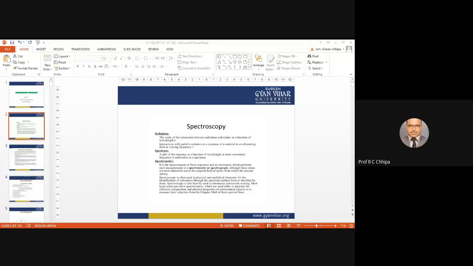So in ethers, oxygen is between two carbons. In alcohol, oxygen is in between one carbon and one hydrogen. In the other case, oxygen is in between the carbons. So CH3, oxygen, CH3, this one is dimethyl ether. Here the oxygen functional group is present in between two carbon atoms.